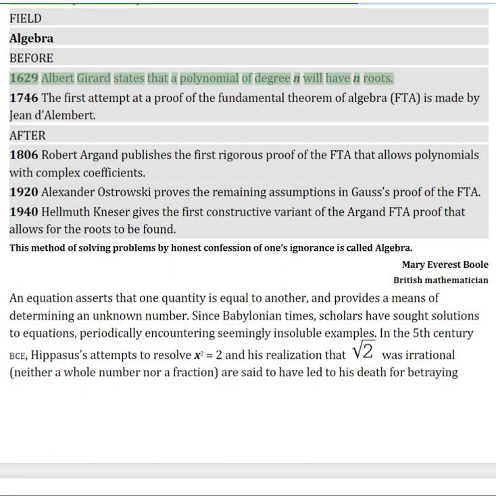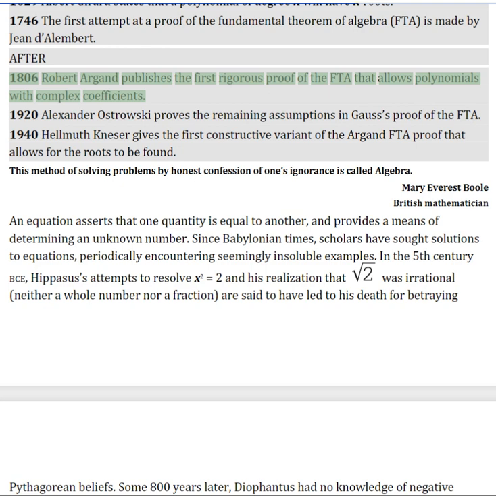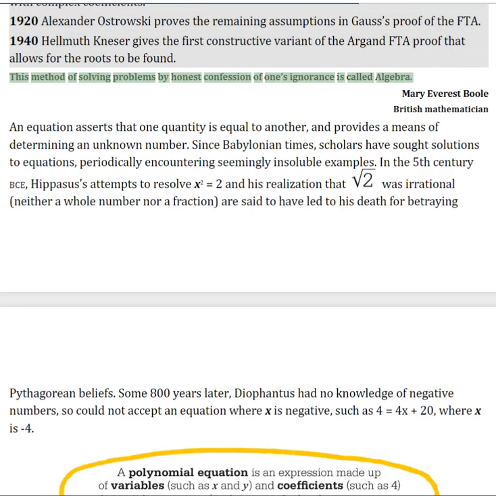Before 1629, Albert Girard states that a polynomial of degree n will have n roots. 1746: the first attempt at a proof of the fundamental theorem of algebra is made by Jean d'Alembert. After 1806, Robert Argand publishes the first rigorous proof of the FTA that allows polynomials with complex coefficients. 1920: Alexander Ostrowski proves the remaining assumptions in Gauss's proof of the FTA. 1940: Helmuth Kneser gives the first constructive variant of the Argand FTA proof that allows for the roots to be found.